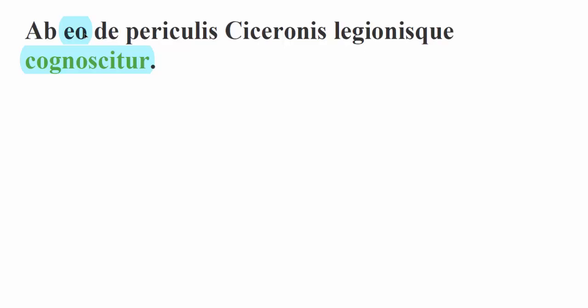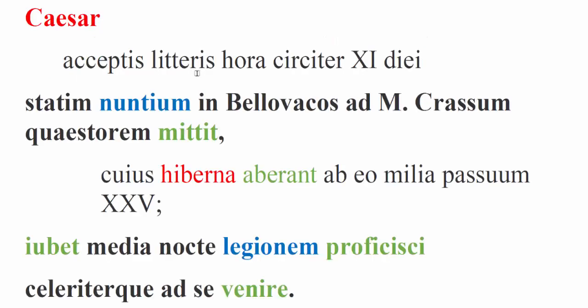Notice we don't say Caesar learned. We say it was learned, an impersonal passive construction. About the dangers, we would say to Cicero and to the legion, but Latin uses the genitives, Ciceronis legionisque, of the danger for Cicero and the legion. So, what does Caesar do? He moves very, very quickly, as always.